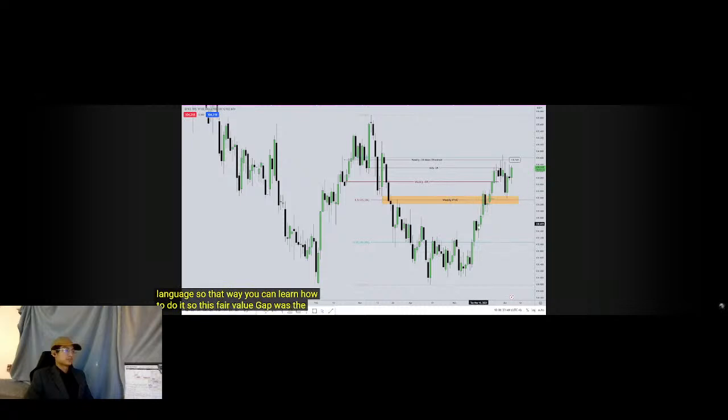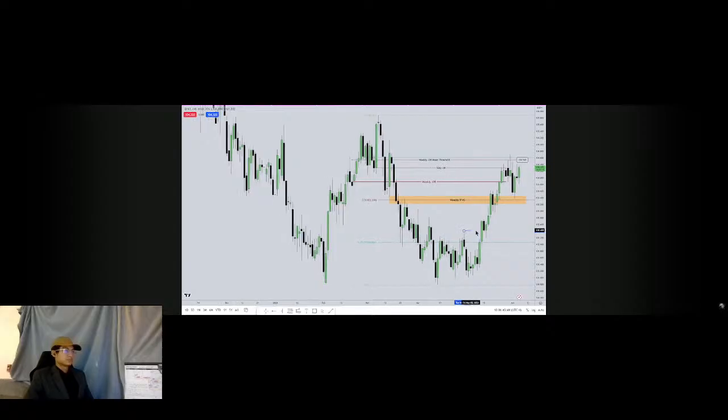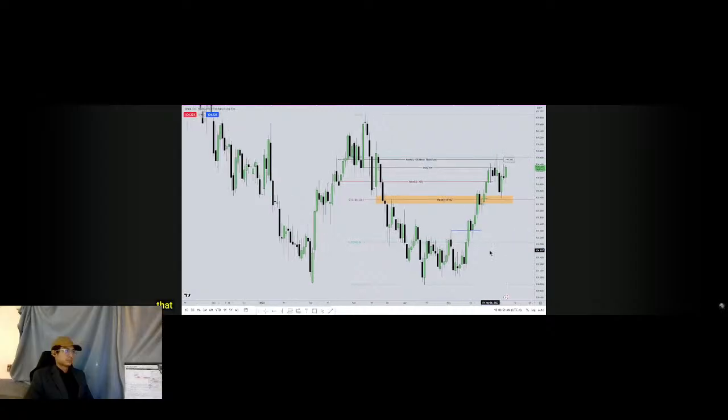So this fair value gap was the initial draw on liquidity. When we shifted above this high here, that candle right there that runs above that short-term high, that's a shift in market structure. Now market is in a buy program. A buy program is when you start looking for premium arrays. Where do you look for those premium arrays? Well, what is the dealing range? That is this high to that low.